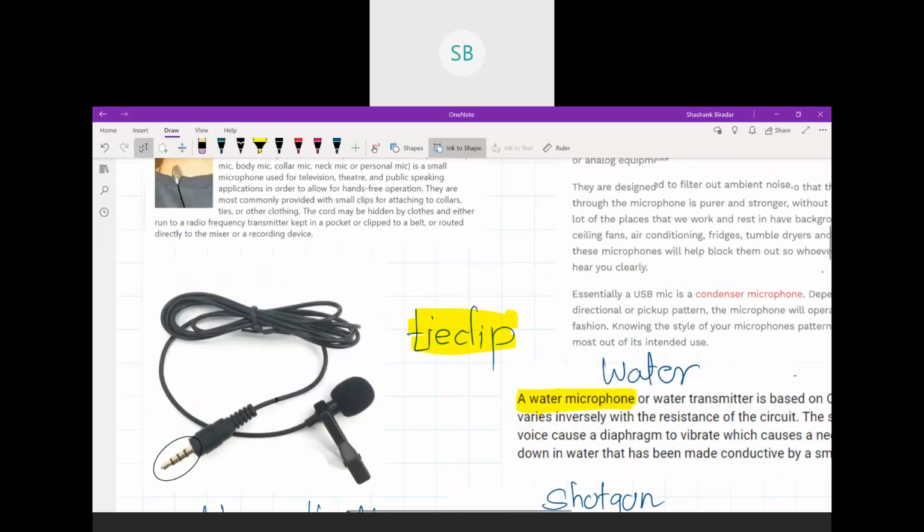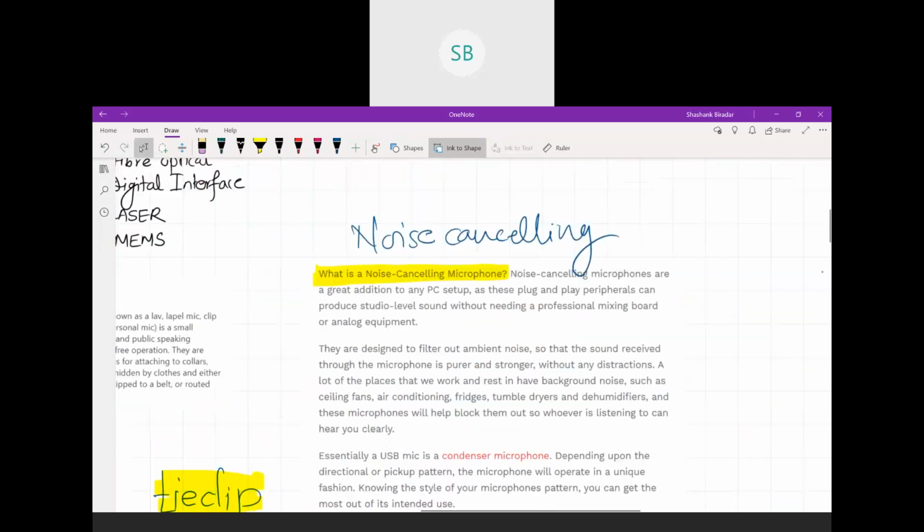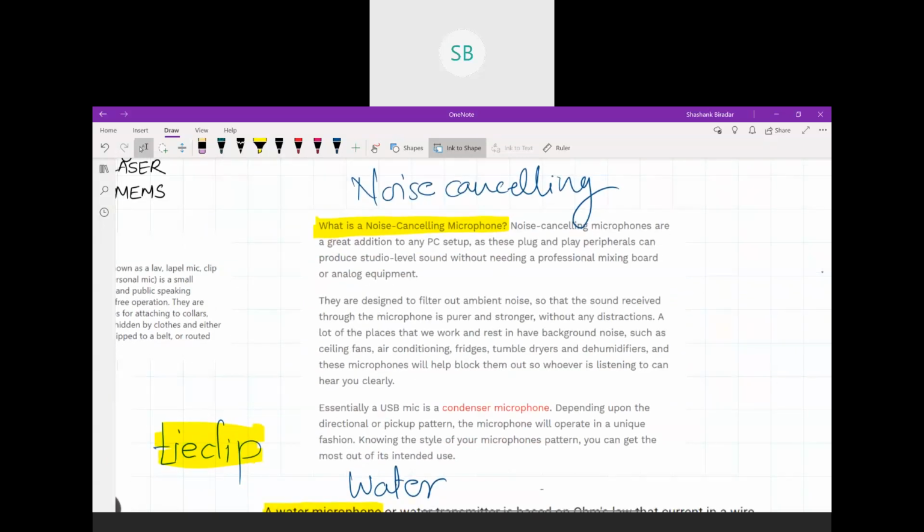What is a noise cancelling microphone? Noise cancelling microphones are a great addition to any PC setup, as these plug and play peripherals can produce studio level sound without needing a professional mixing board or analog equipment. So for that purpose, you need some PC setup, so as to reduce the ambient noise and so on. So these are the noise cancelling microphones.